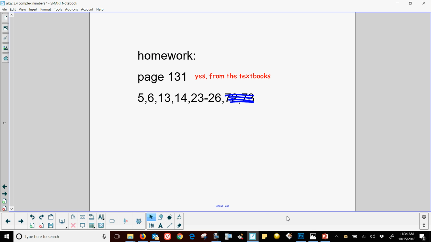And this was our homework. Everyone's got a little bit different. But that's the first day of imaginary numbers.